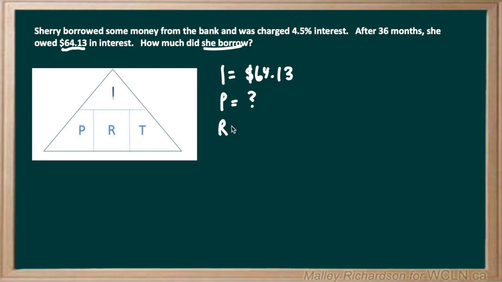Next we want to label R, and we know that R is our annual interest rate, which is given to be 4.5% interest. So we know that R is going to be 4.5%.